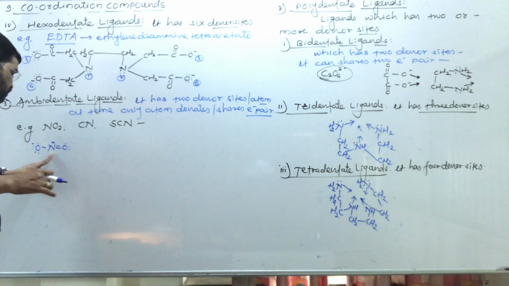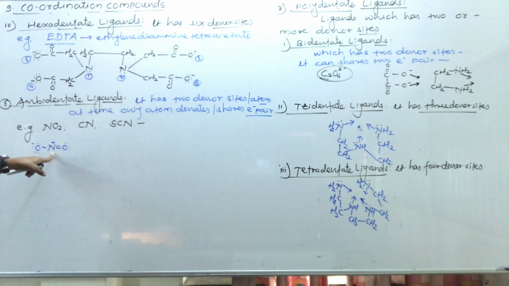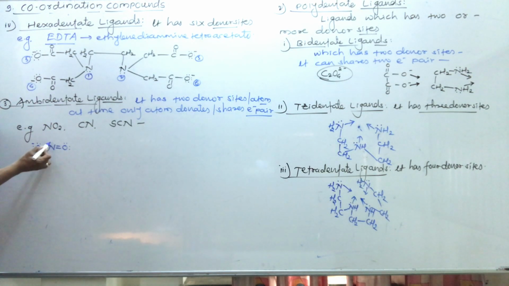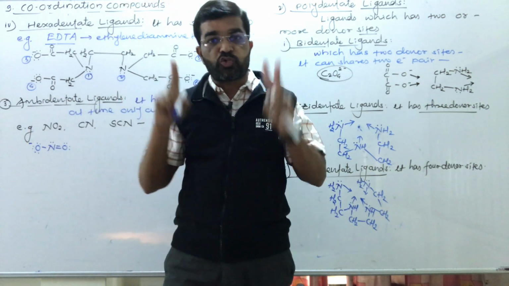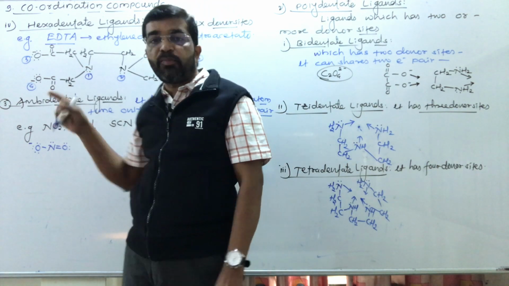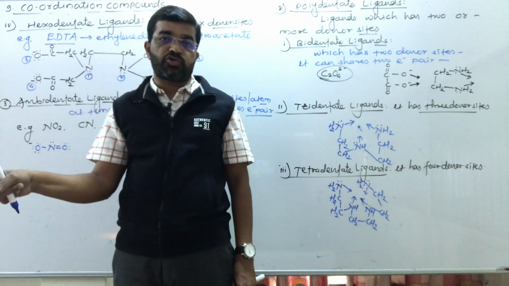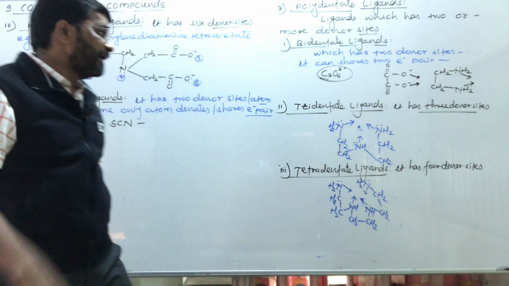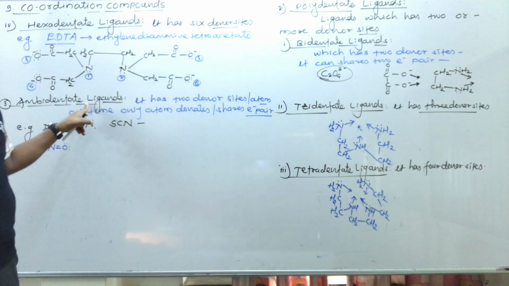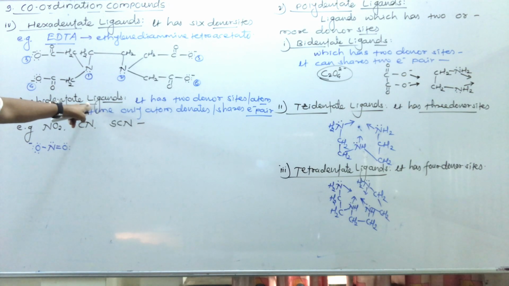This is attached from the nitrogen side because it has a lone pair of electrons. And it can attach from the oxygen side also. So it has two donor atoms, but at a time only one atom is attached to that central metal atom or ion. It is called an ambidentate ligand. That is known as the ambidentate ligand.